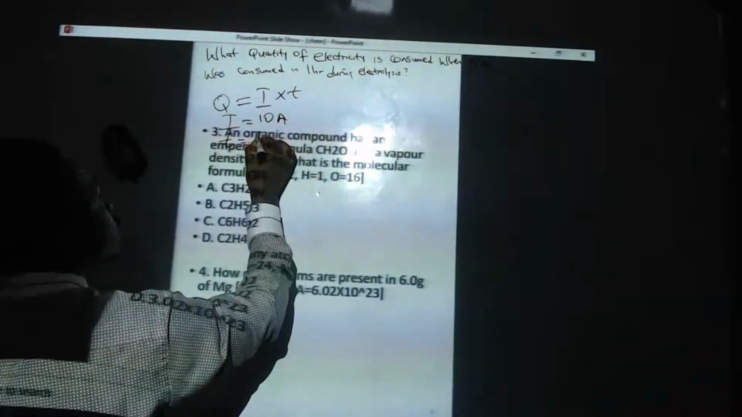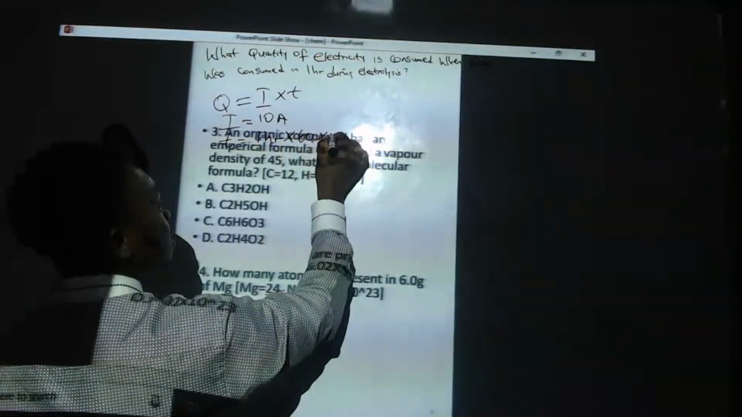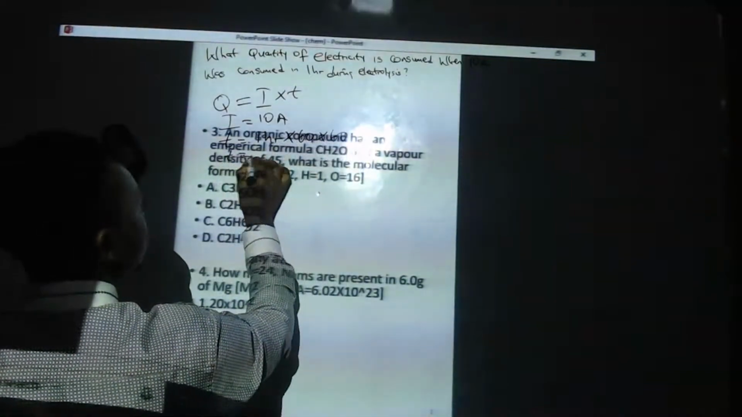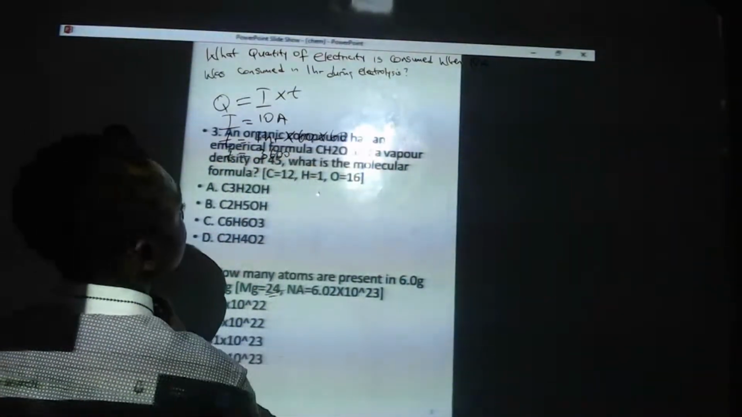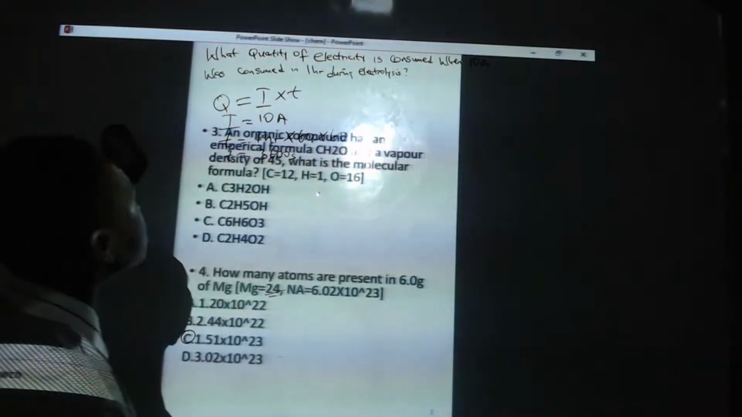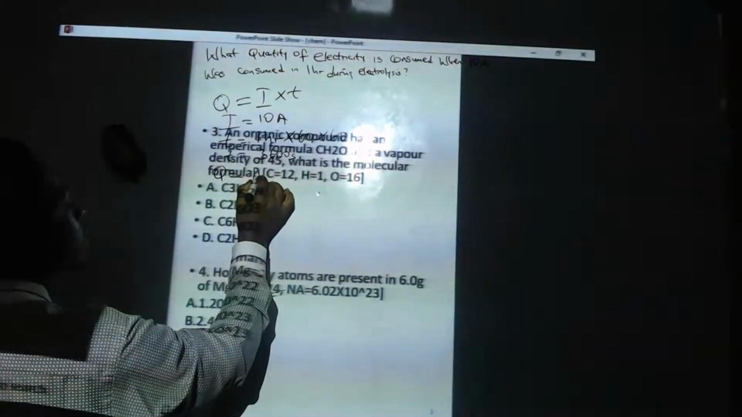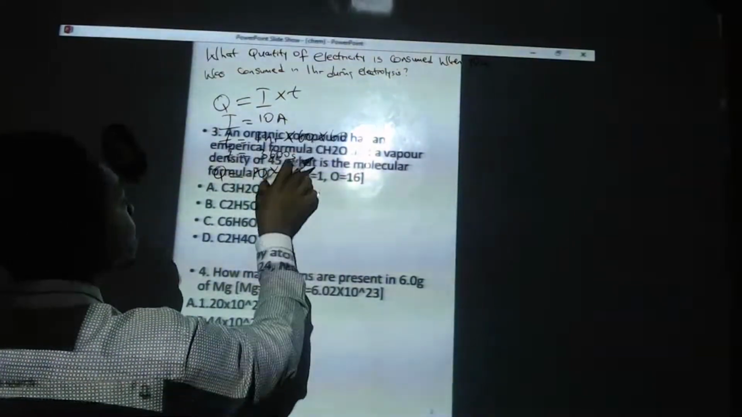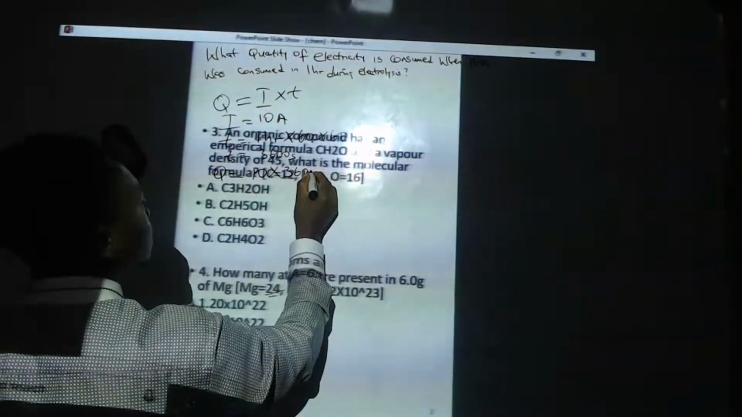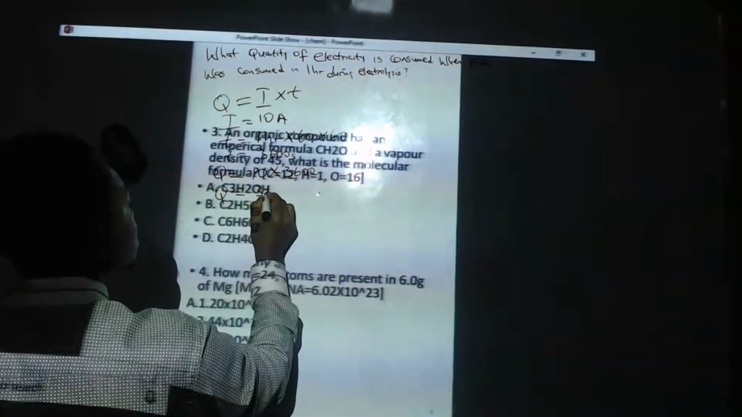Your time is 1 hour, and you have to convert it to seconds by multiplying by 60 by 60. So 60 times 60 gives you 3600 seconds. Now the next thing: your quantity is equal to 10 times 3600. So your quantity of electricity is equal to 36,000.